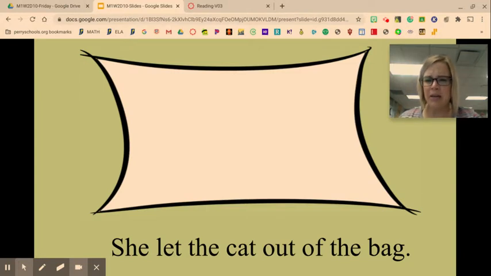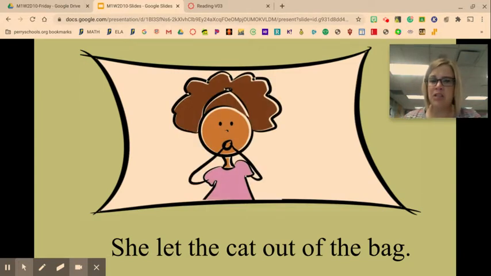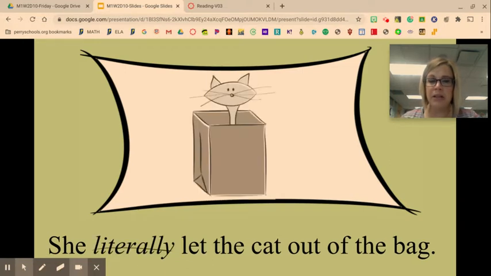She let the cat out of the bag. Figuratively, it just means she told a big secret. Literally, it would be if you had a cat in a little bag and the cat got out.